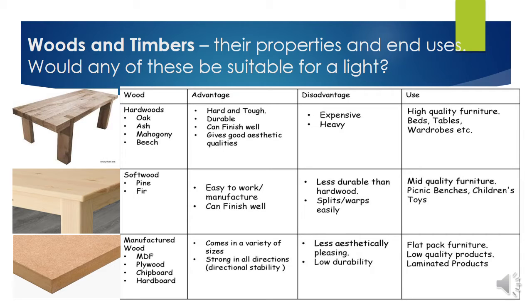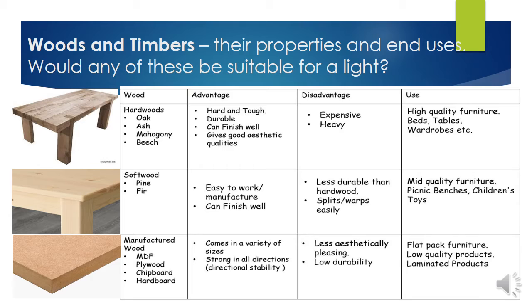So the first category, I've literally just taken a few. There are obviously many, many more hardwoods and softwoods, but you can see from this table of information, you've got hardwoods, what the advantages are of those, what are their disadvantages, and what they're then used for. Okay, and I want you to just think about, if you haven't already, would any of these types of woods, obviously there's hardwoods there, softwoods, manufactured woods, are any of these suitable to be made into your light?